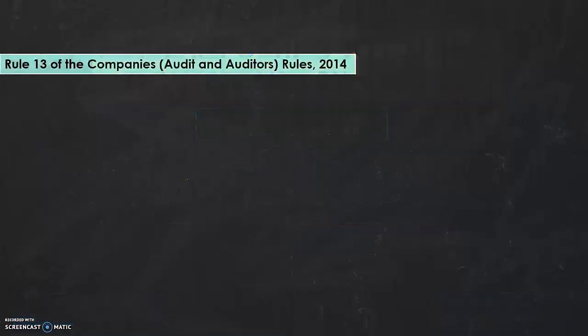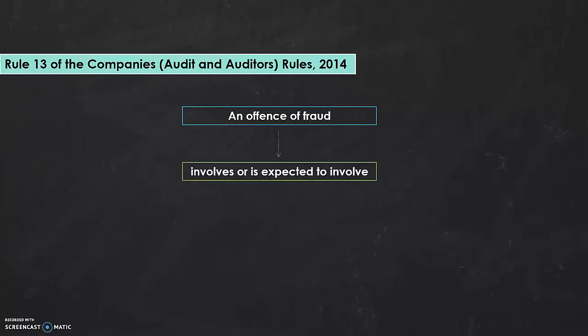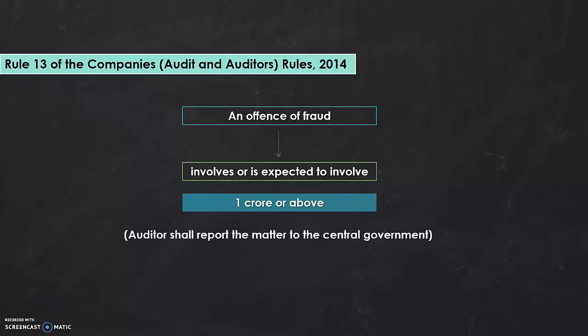Okay. For this, we have to refer Rule 13 of Companies Audit and Auditor Rules 2014, which says if an offence of fraud involving or expected to involve rupees 1 crore or above, then that matter should be taken to the attention of the central government. So, auditor should report that matter to central government. Let us look at the form, the procedure involved in this.